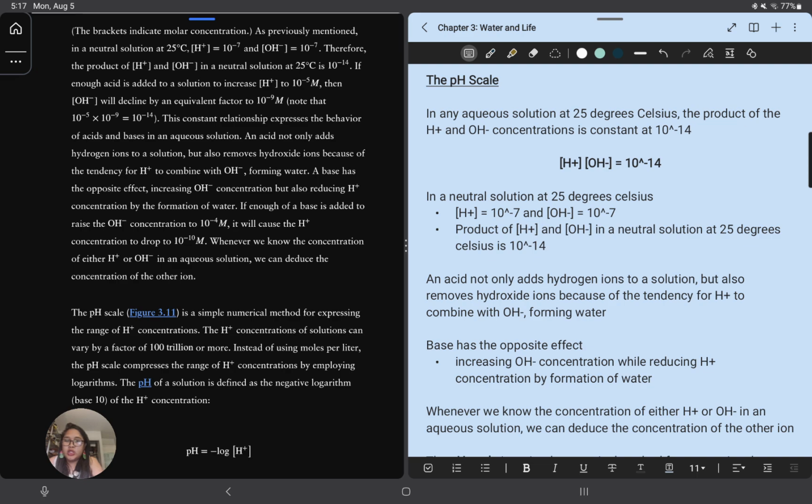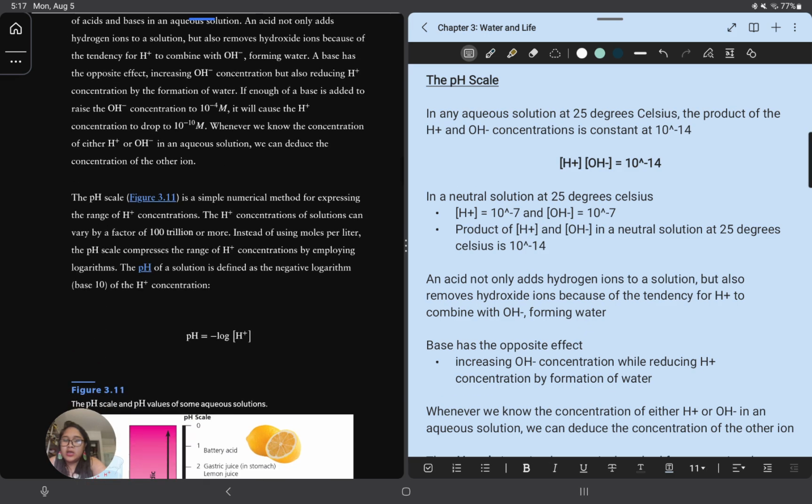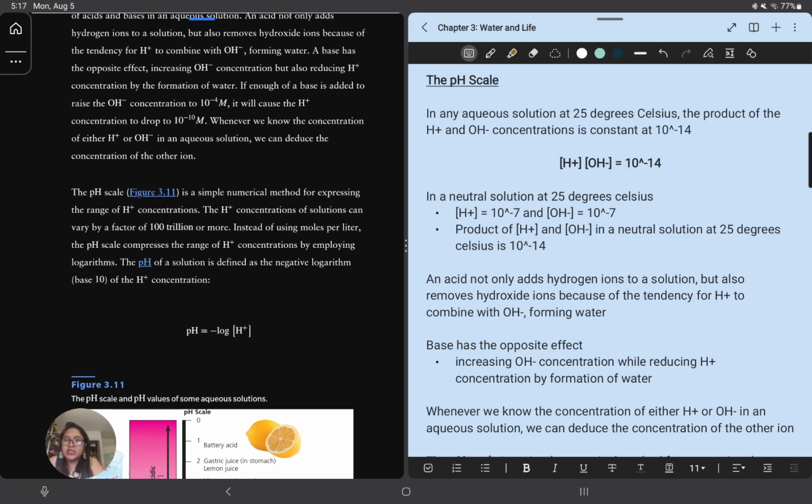This constant relationship expresses the behavior of acids and bases in an aqueous solution. An acid not only adds hydrogen ions to a solution, but also removes hydroxide ions because of the tendency for hydrogen ions to combine with hydroxide ions, forming water. A base has the opposite effect, increasing hydroxide concentration but also reducing hydrogen concentration by the formation of water.